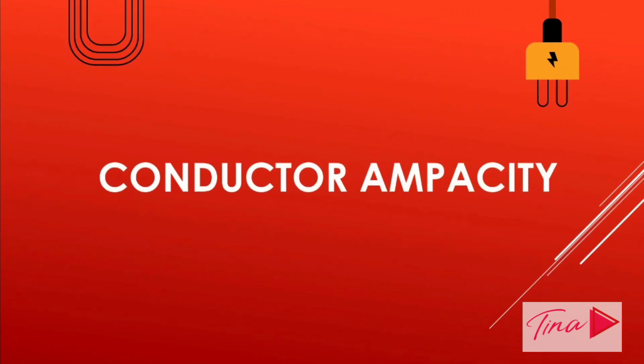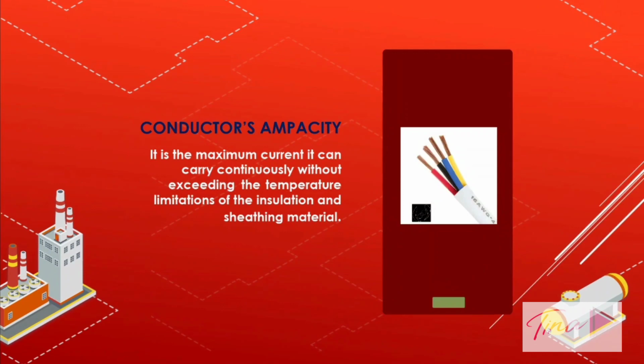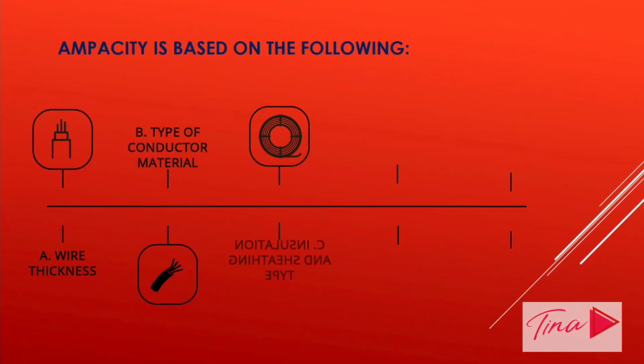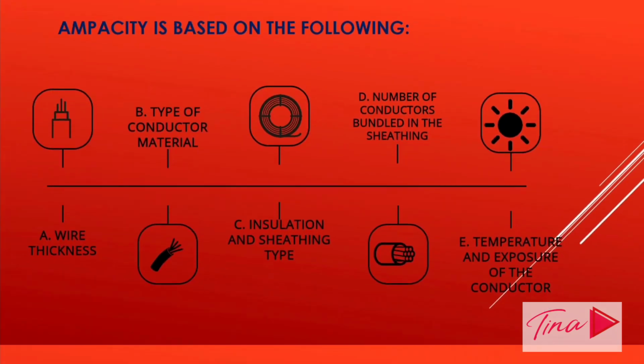So here we will be discussing conductor ampacity. Now when you say conductor ampacity, it is the maximum current it can carry continuously without exceeding the temperature limitations of the insulation and sheathing material. Now ampacity is based on the following: the wire thickness, the type of conductor material, the insulation and sheathing type, the number of conductors bundled in the sheathing, and the temperature and exposure of the conductor.